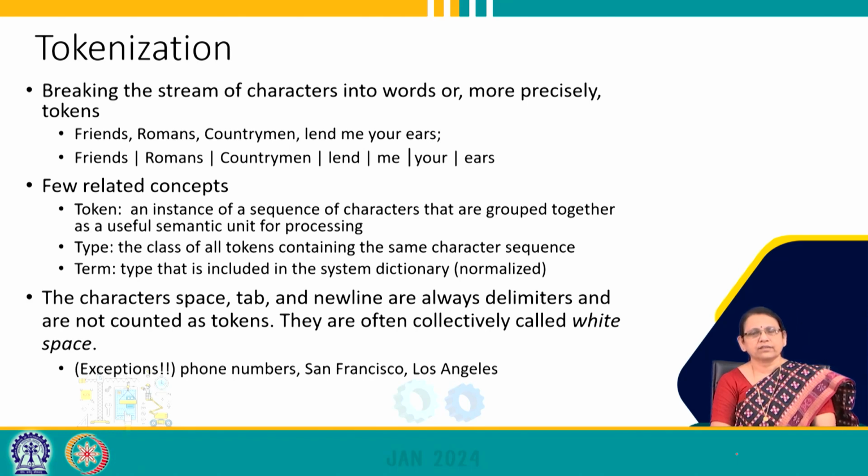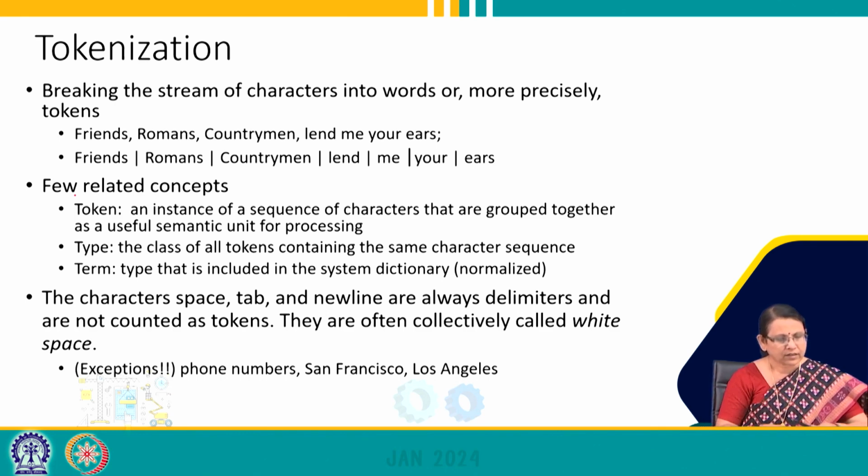Now, come to tokenization. This is about breaking the stream of characters into words, and more precisely tokens. This first sentence has many commas, and each of the words, removing the commas, is represented below. There is a semicolon as well.